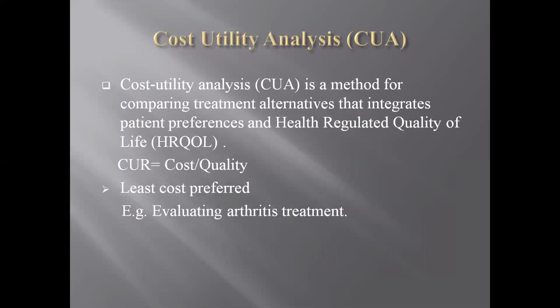Then the last one is cost utility analysis. It is CUA. It is a method for comparing the treatment alternatives that integrates patient preference and health related quality of life, HRQOL. So cost utility ratio is equal to cost by quality. Here the least cost is preferred. For example, evaluating arthritis treatment.